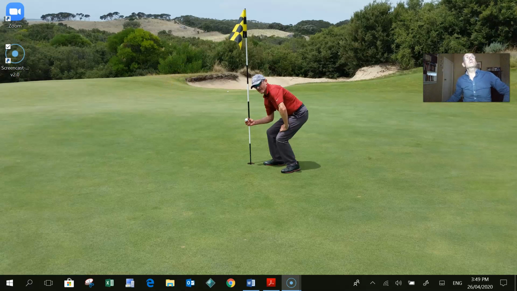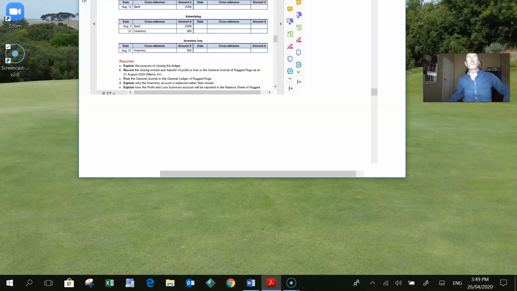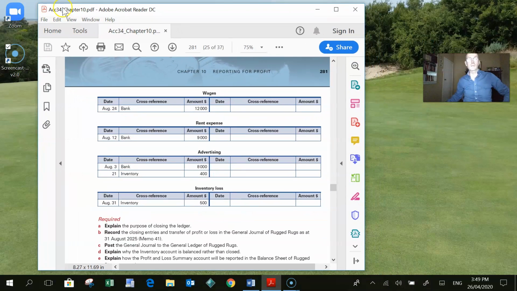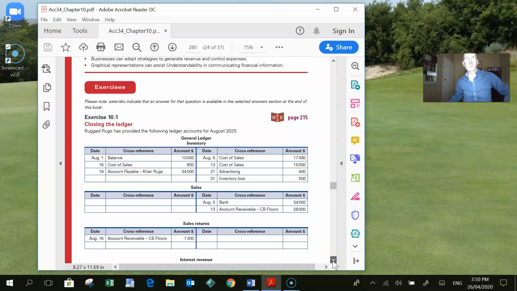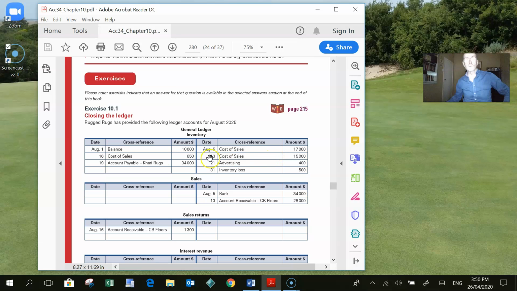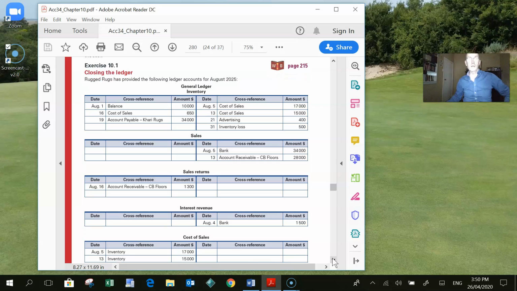Right, let's have a look at a couple of exercises, 10.1, 10.2. I'm not going to go through the entire activity with you, but we'll just highlight a couple of points. So when you're given these ledgers, obviously the inventory ledger we don't have to do anything with because it's a balance sheet, current asset, going concern, carry forward to future reporting periods. It does not get closed. The sales account, on the other hand, will.